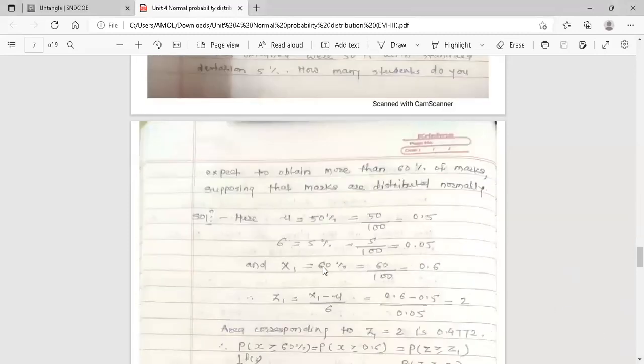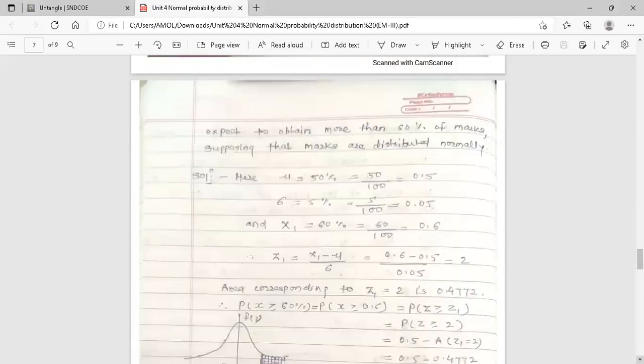Writing the value of mean and standard deviation, how many students do you expect to obtain more than 60% of marks? I have to calculate this. Now here you assume that x1 is 60%. x1 is 60% means 60 upon 100. Simplify this term, it is equal to 0.6.